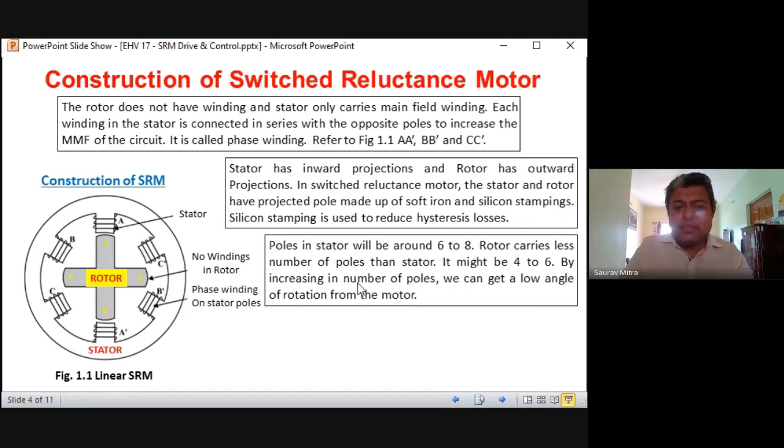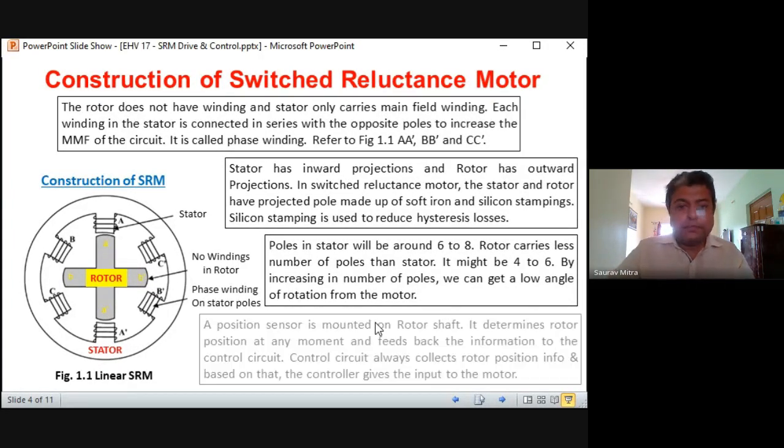So like this, by increasing the number of poles, we can get a low angle of rotation. Here the angle of rotation is about 60 degrees because 360 is divided by 6 poles. So for each pulse, there will be a 60-degree movement of the rotor.